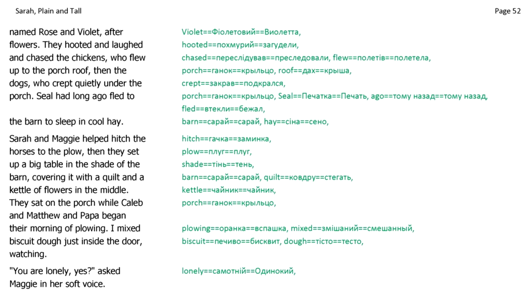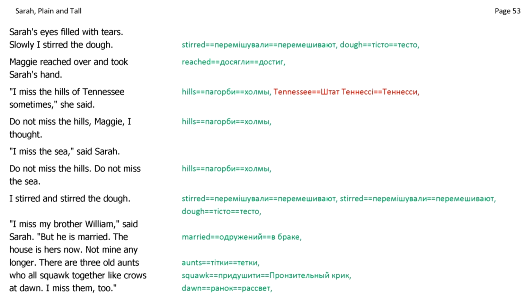"You are lonely, yes?" asked Maggie in her soft voice. Sara's eyes filled with tears. Slowly, I stirred the dough. Maggie reached over and took Sara's hand. "I miss the hills of Tennessee sometimes," she said. "Do not miss the hills, Maggie," I thought. "I miss the sea," said Sara. "Do not miss the hills, do not miss the sea." I stirred and stirred the dough.